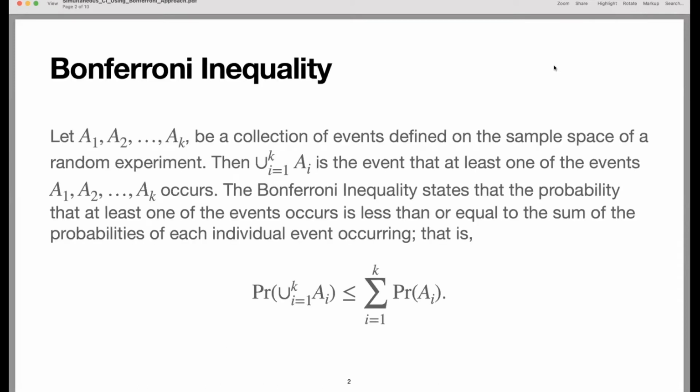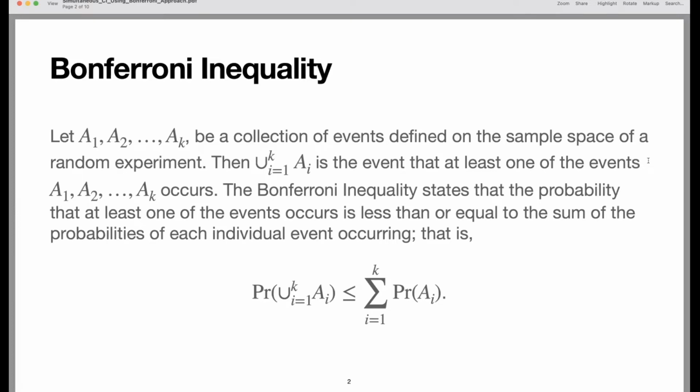And so let's first review the Bonferroni inequality. You probably saw this in your first methods class. Let A1, A2, and so forth up to A sub k be a collection of events defined on the sample space of some random experiment. The union of those events is itself an event, and in particular, it's the event that at least one of the events, A1 through A sub k, occurs.